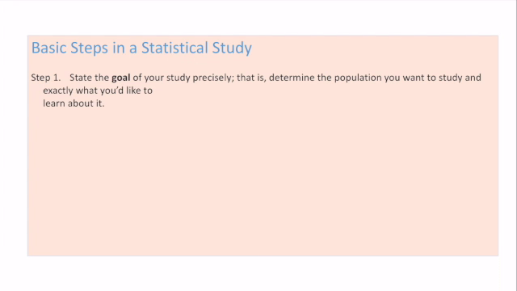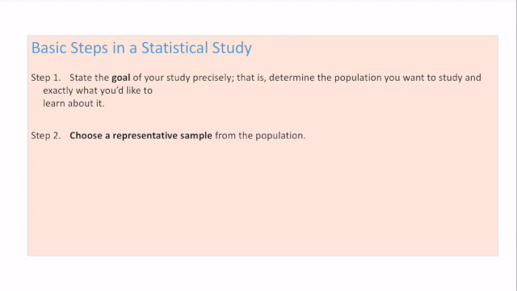So the first thing we want to do is state the goal of our study, right? We need to know what our population is going to be, and we need to know exactly what we want to learn about it. Like, you can't just say, I want to study students. You can't just say, I want to study people or cars. You need to narrow that down and be more specific.